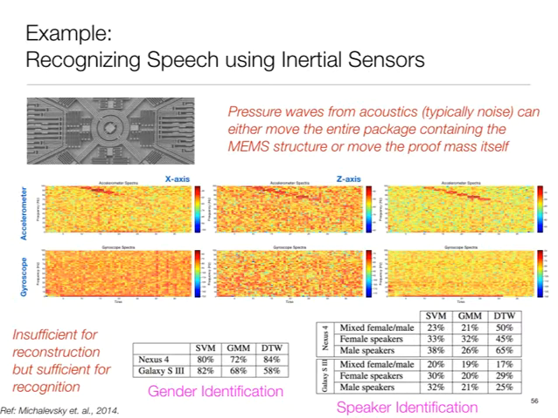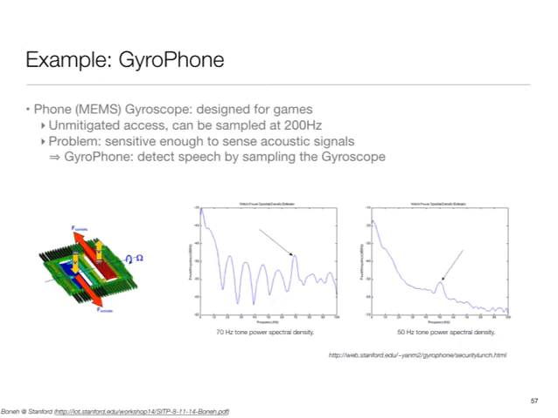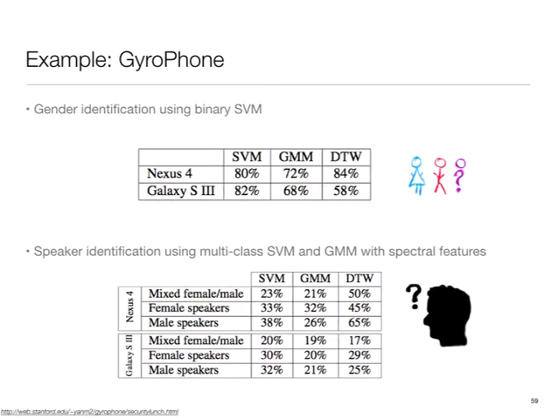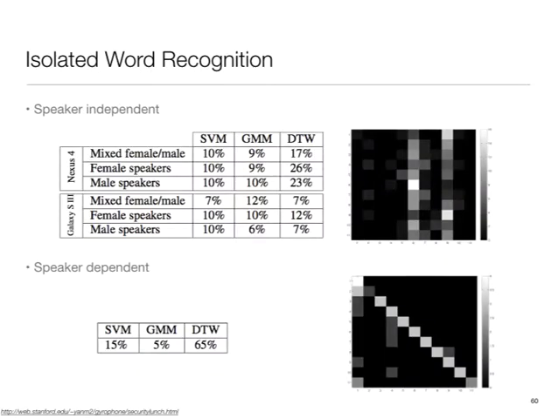They created this gyrophone example, which is like that. The main thing here is that while the quality of the signal is not good enough to reconstruct, it is good enough to make many inferences. Okay, I'm going to skip some slides. They're just numbers on how well they do.